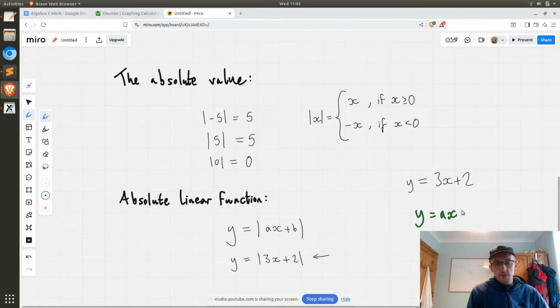For a general linear function, where does it cross the x-axis? The answer is minus b over a. And the way to see that is just to set it equal to 0. So 0 equals ax add b, therefore x equals minus b over a.